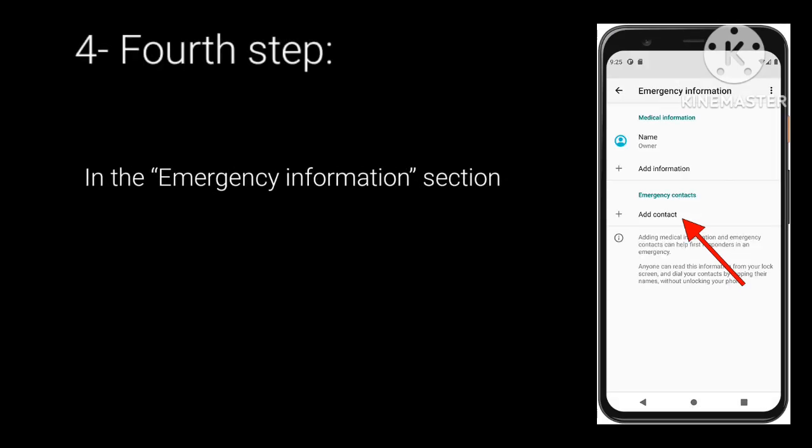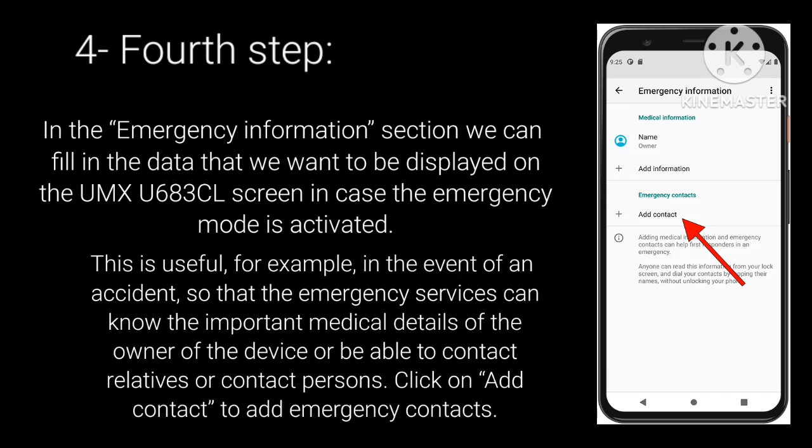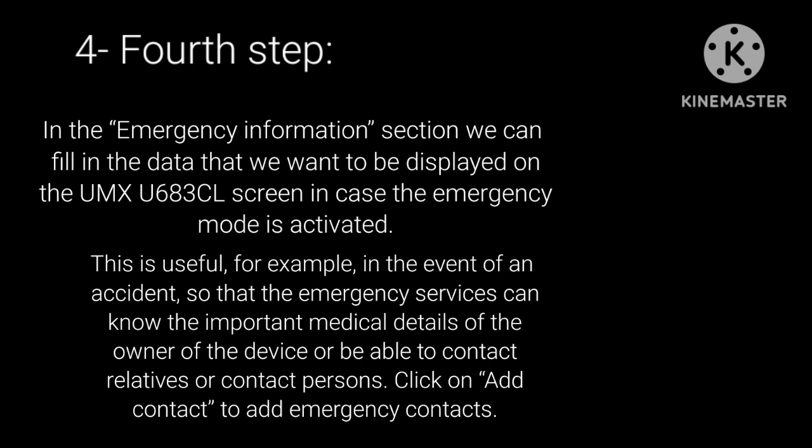Fourth step. In the Emergency Information section, we can fill in the data that we want to be displayed on the UMX U683CL screen in case the emergency mode is activated. This is useful, for example, in the event of an accident, so that the emergency services can know the important medical details of the owner of the device or be able to contact relatives or contact persons. Click on Add Contact to add emergency contacts.